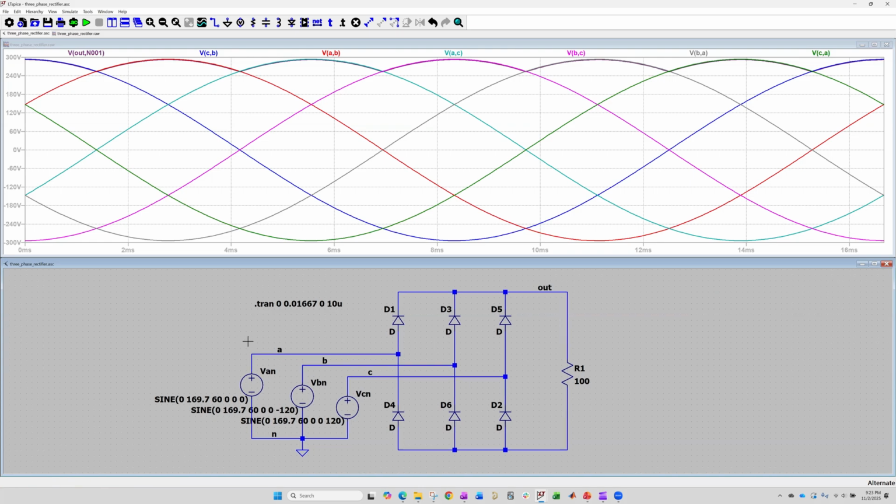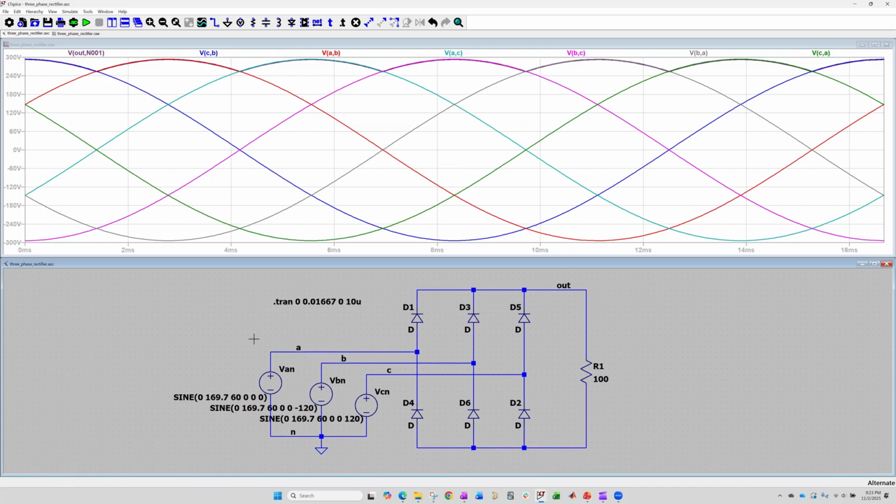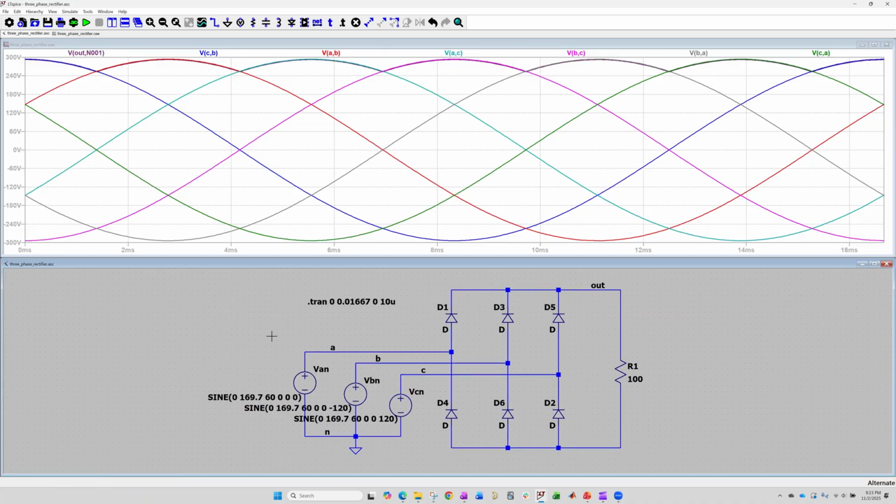So this simulation confirms the results that we found from our hand analysis. And I hope you found this to be a good starting point for your analysis and your further studies into three-phase rectifiers.